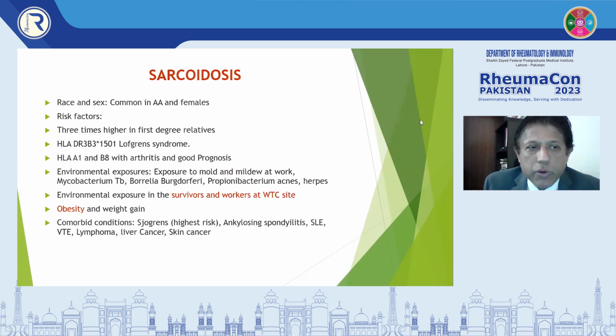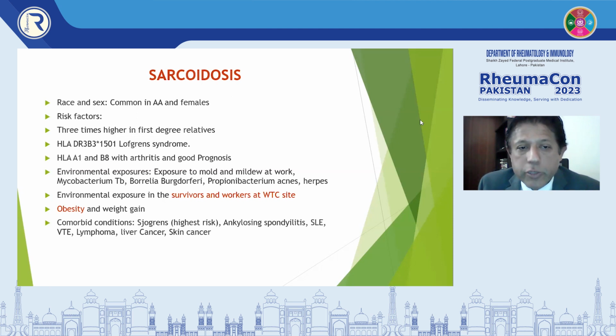A little bit about sarcoidosis. It's more common in African Americans and females. There are certain risk factors. There are certain genetic risk factors, such as HLA-DR3 and B3, which is more common in Löfgren syndrome, and HLA-A1 and B8 with arthritis and good prognosis. There is a lot more investigation going on. I don't want to go into that detail because of the time frame involved.